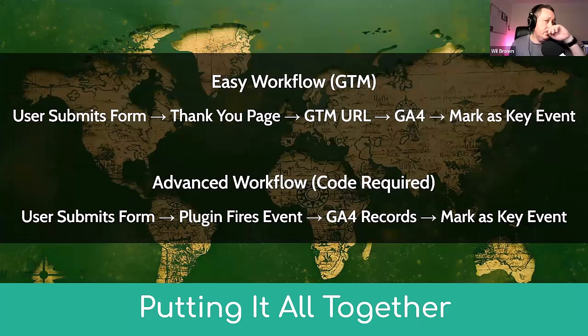Okay, so here's a flow. That's what I was talking about. So the easy workflow, and we're still talking about form submission. So user submits a form, it then redirects to a thank you page on a separate URL. Use Google Tag Manager to capture that URL using that trigger. So you're looking for that specific URL path and make sure it's unique. Then Google Tag Manager is telling Google Analytics 4 to mark that as a particular key event, a goal, a conversion for that, so you can see it within the Google Analytics reports.